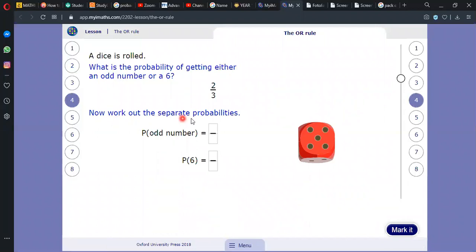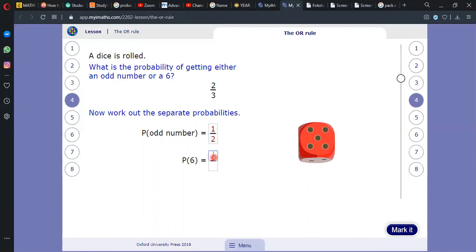Now, let us work out the separate probabilities, very quickly. Probability of getting an odd number separately: odd numbers are 1, 3, 5, so that's just 3 out of 6. And because it's 3 out of 6, we expect that it reduces to 1 over 2. 3 out of 6 is exactly half.